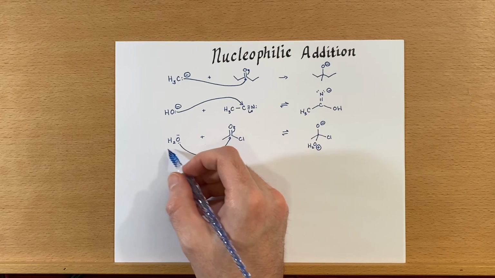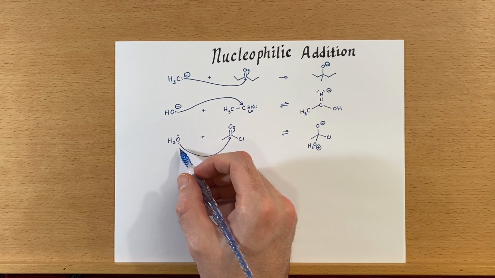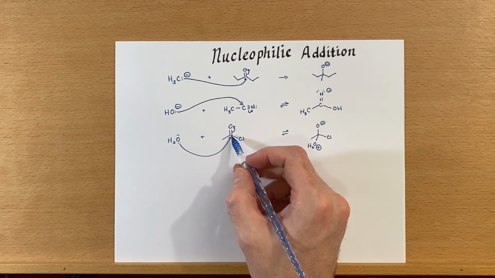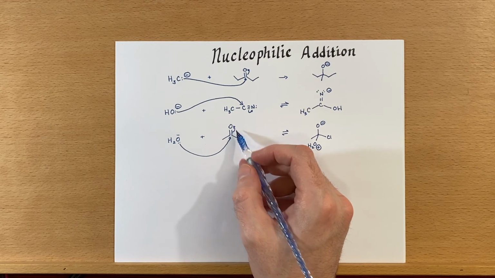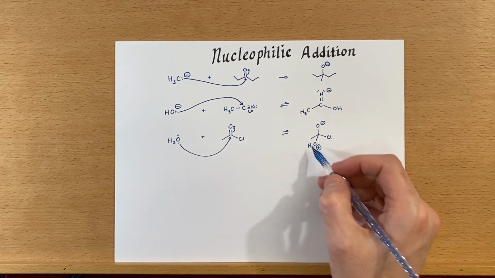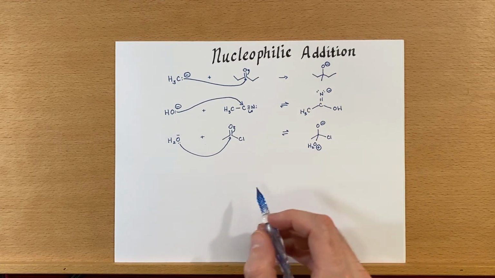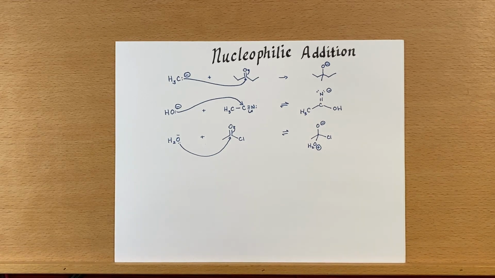In this case, we have a weaker nucleophile attacking right here, and then we move the electrons up, make this product right there. So that's a little bit about nucleophilic addition, one of the other steps that we'll see repeated in more complicated mechanisms.